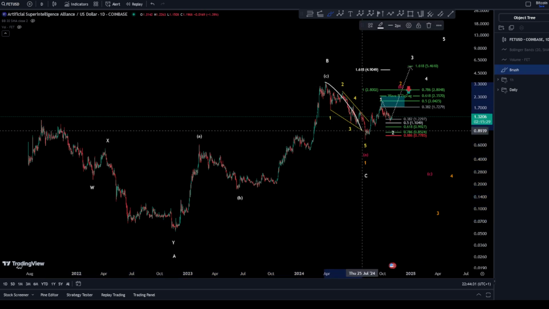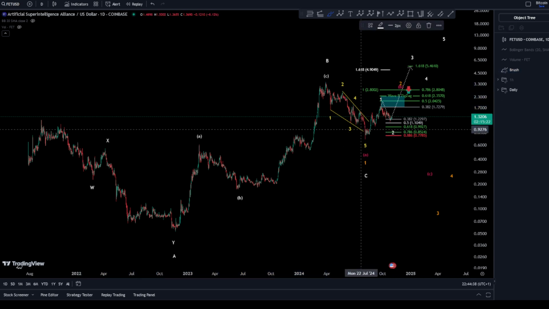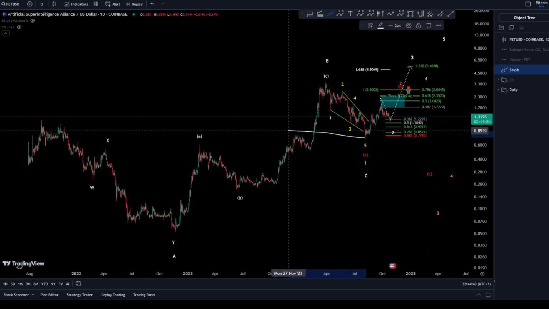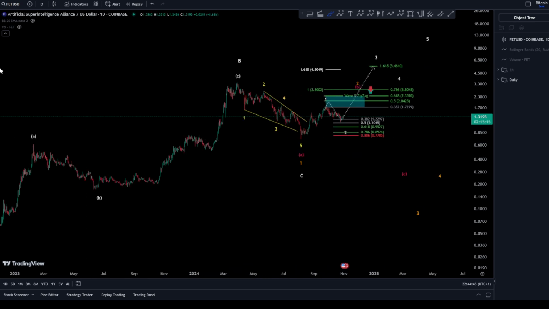And by all means, you might have turned this expanding flat into a running flat. And the running flat is a short wave C with 5 internal waves, finishing exactly in the middle of this expanding flat, which makes it a running flat.